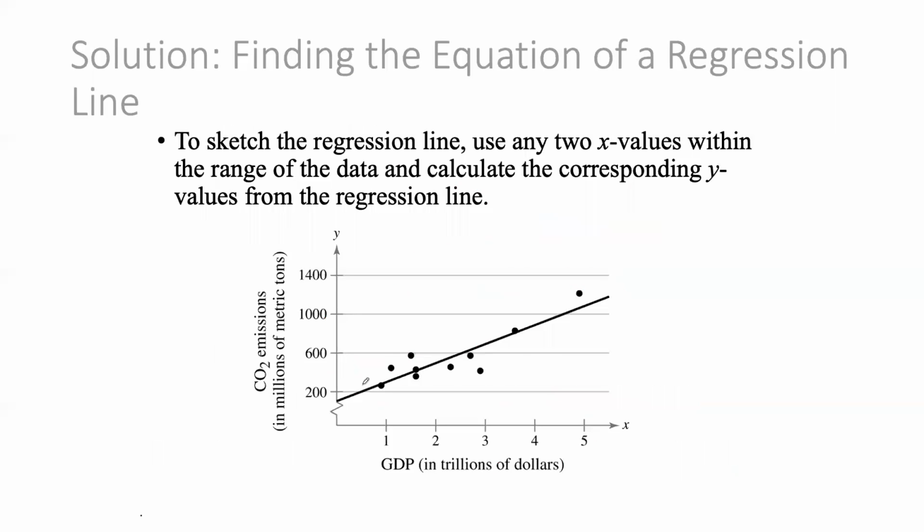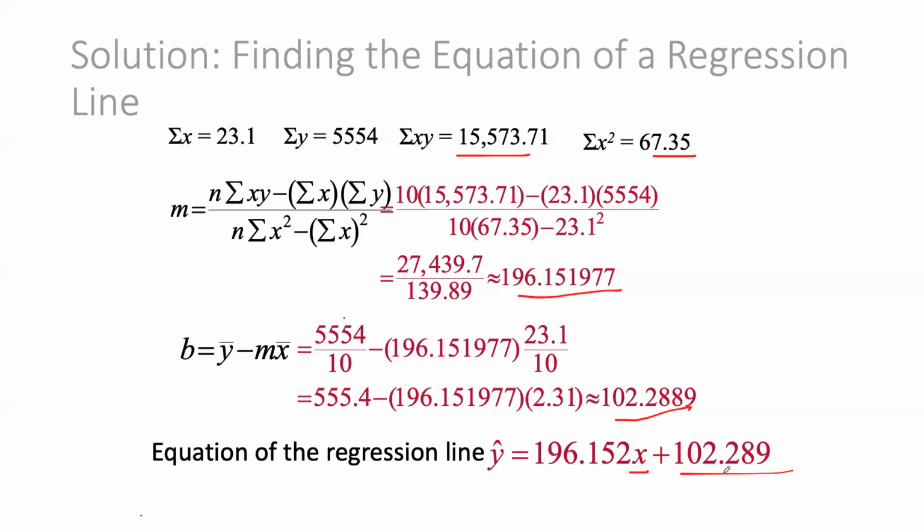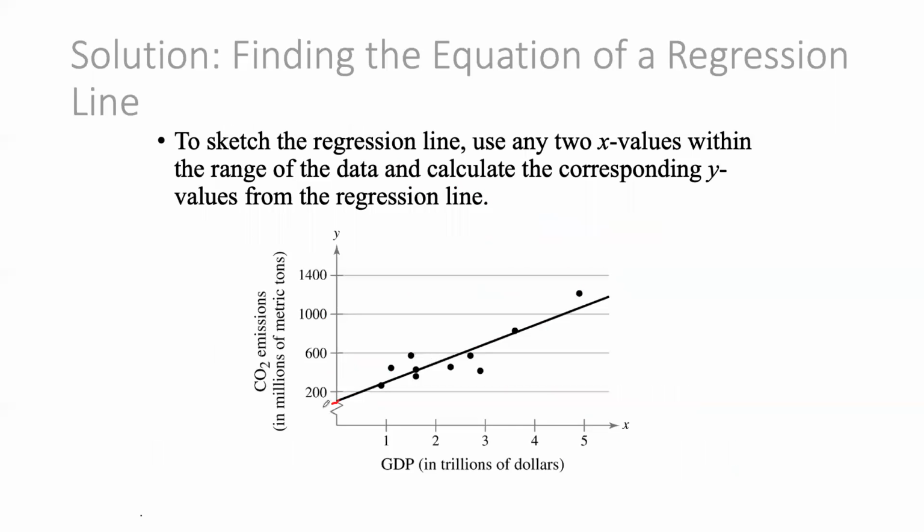So now that I have the equation of the regression line, I can plot it. You can just sketch this regression line. What is this point here? This is the b-intercept, the y-intercept. Where will this be? This will be at 102.289, obviously. And then this basically lets me plot the entire line.